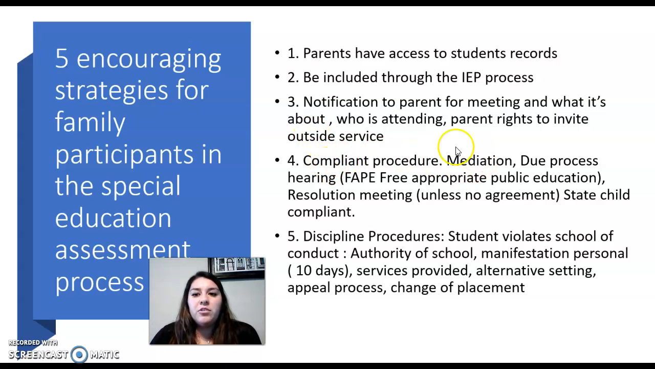Four is the complaint procedure, which I talked about in the last slide, the mediation and due process. And then five, the discipline procedures, which is if the student is suspended more than 10 days, which is a manifestation, what are the next steps going to be for the next placement for the student?